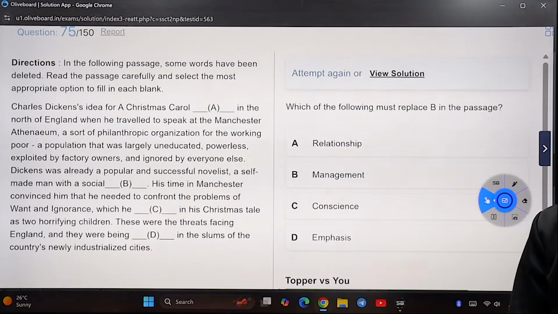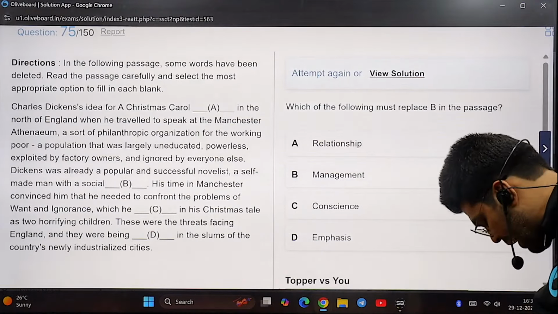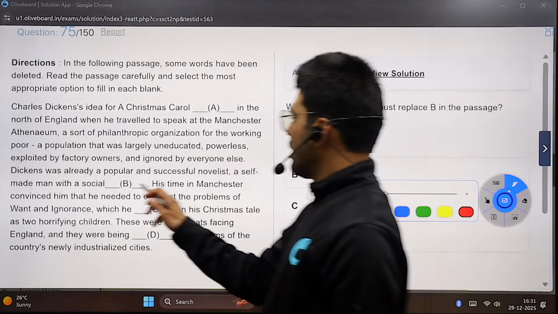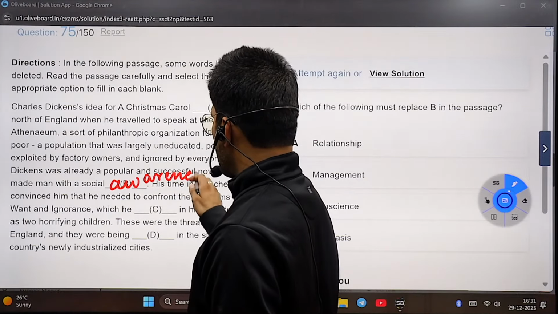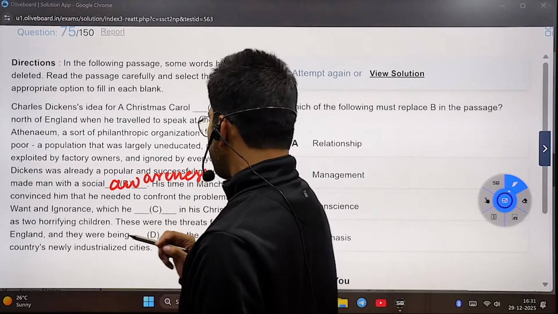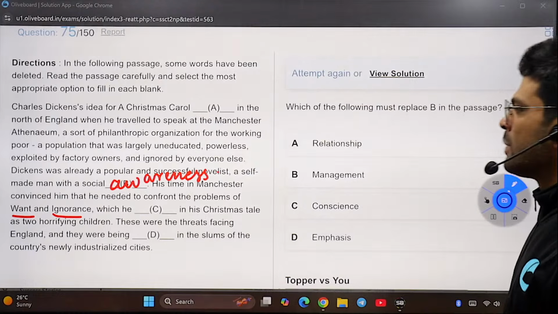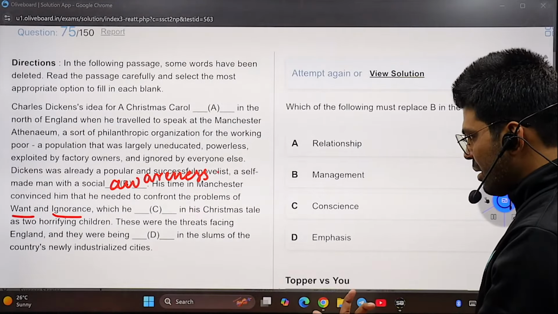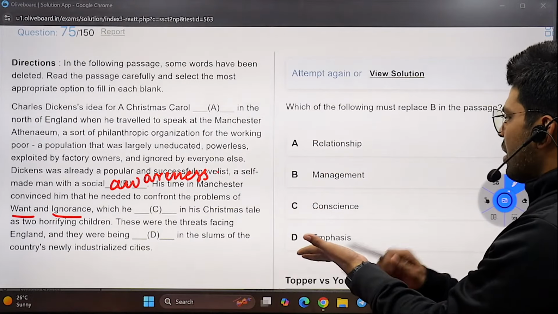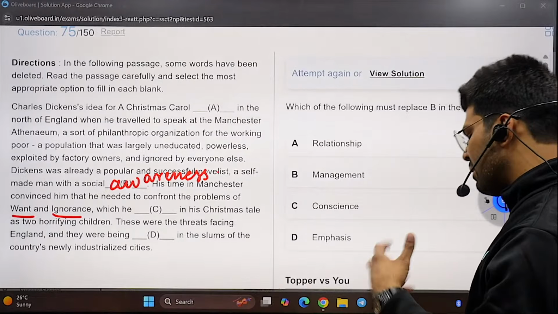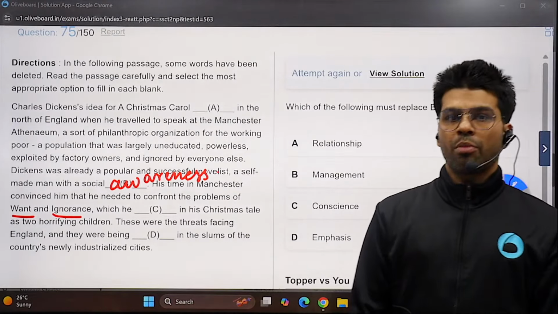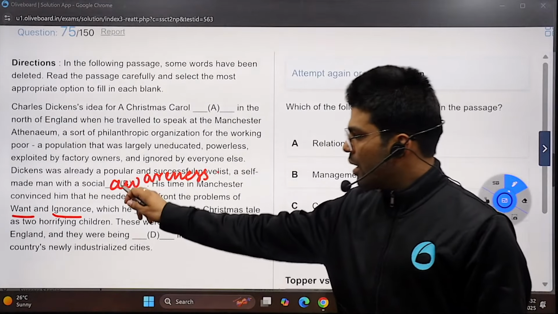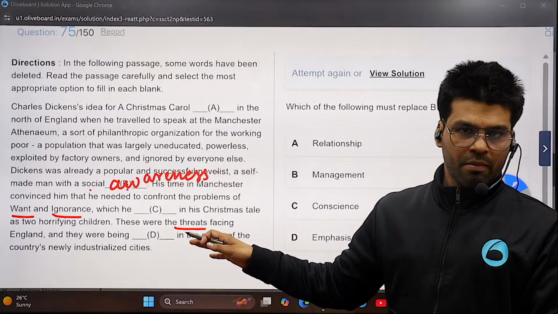Emphasis, conscience, chivalrous. One may get confused while answering this quite easily. Okay, may I say this? He was socially aware. So his social awareness, which is marked here. Ignored by everyone else. Dickens was already a popular, successful novelist, self-made man, social blank space. He needed to confront the problems of want, ignorance, which he in his tale and such and such. That means he was aware of the social problems, the threats. He was aware of the social problems or threats. Chivalrous. He was aware of them.